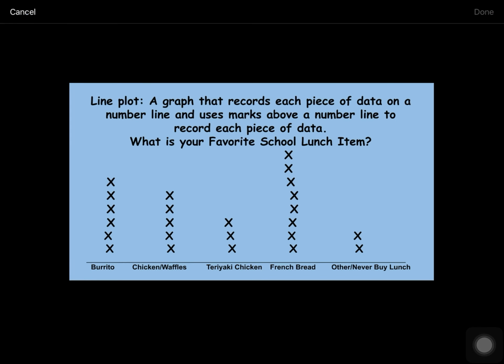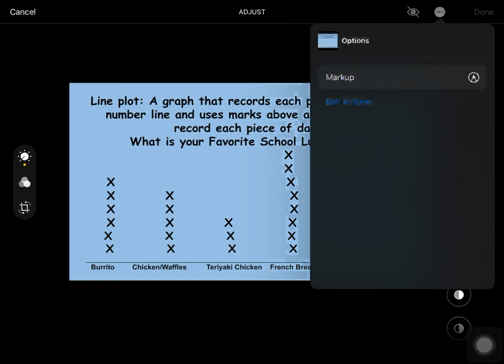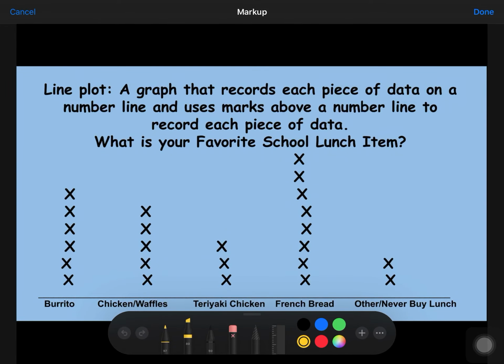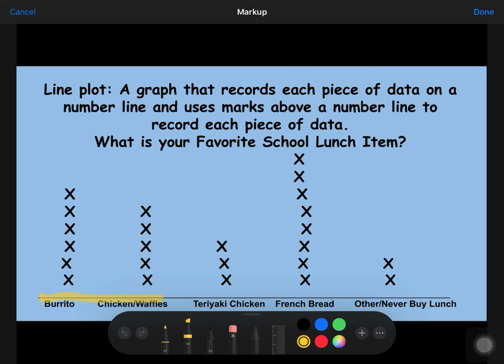Okay? And a line plot is a graph that records each piece of data on a number line. Okay, and I'm going to show you. So this is my number line down here. It looks like a number line. The only thing that it's missing are the numbers. Okay? And so that is my number line. Okay, and I have put my data. I have put burrito, I have put chicken and waffles, I have put teriyaki chicken, French bread, and never buy lunch or I like something else.